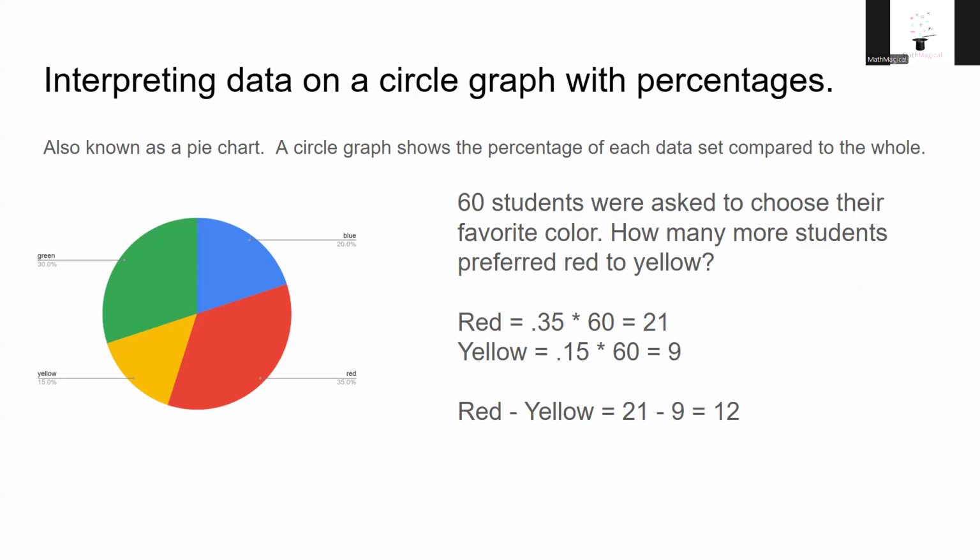Yellow is 0.15 times 60, which gives us 9 students. So then we're going to do red minus yellow, or 21 minus 9. And that tells us that 12 students preferred red to yellow. So 12 more students chose red than chose yellow.